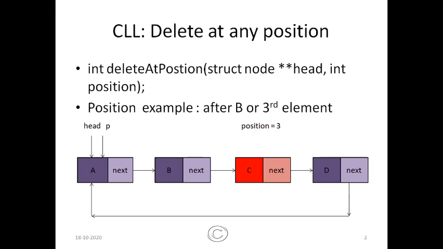So the return type will be integer and the function name is delete at position, and the head node will be passed as struct node double star head, comma, and position. So position will be defined as after B, I want to delete node C, or the third element in the circular linked list. So the third element starting from head node A: B will be the second node and C will be the third node. So that will be deleted from the circular linked list.